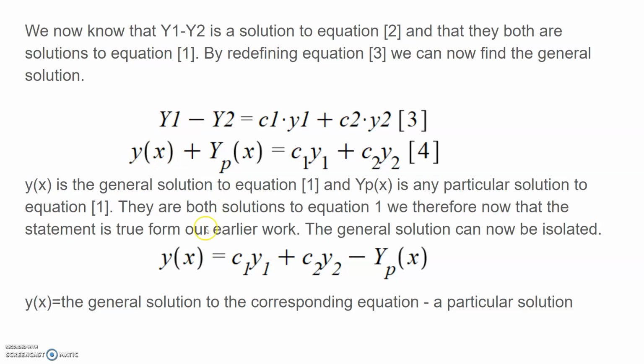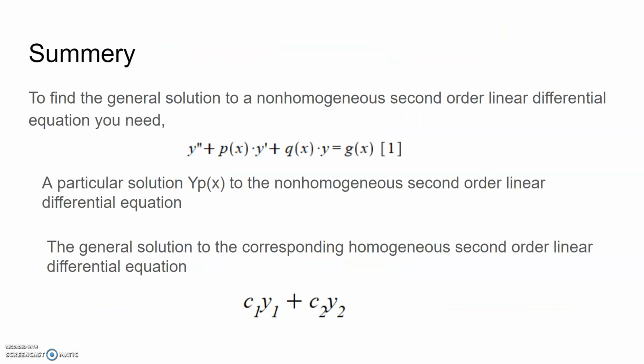So now we isolate the general solution to equation 1, y of x, and we find that the general solution of equation 1 is equal to the general solution of the corresponding equation plus a particular solution to equation 1. To summarize what we found, to find the general solution to a non-homogeneous second-order linear differential equation, you need a particular solution to the non-homogeneous second-order linear differential equation. God, that's hard to say. And the general solution to the corresponding homogeneous second-order linear differential equation.